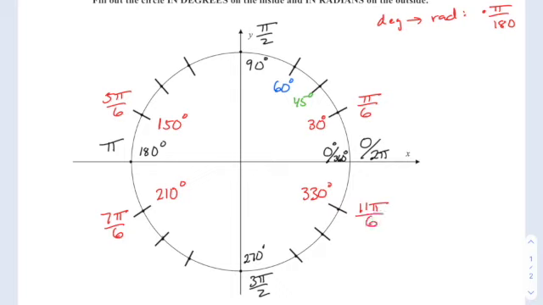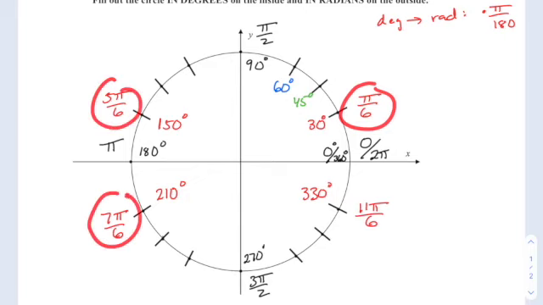The connection I'd like you to see in radians is that all of these angles that are 30 degrees away from the x-axis, they all have a reference angle of 30 degrees, they're all pi over 6s. They all have that same denominator, pi over 6.